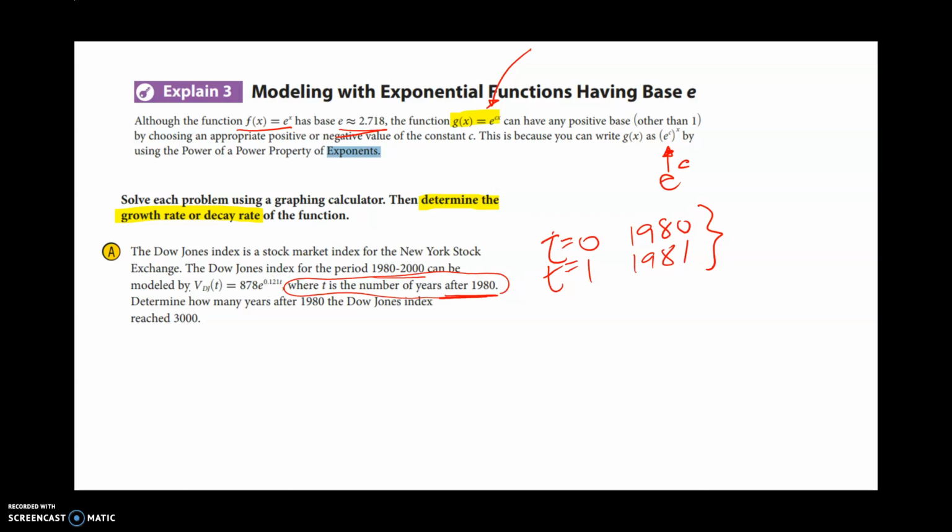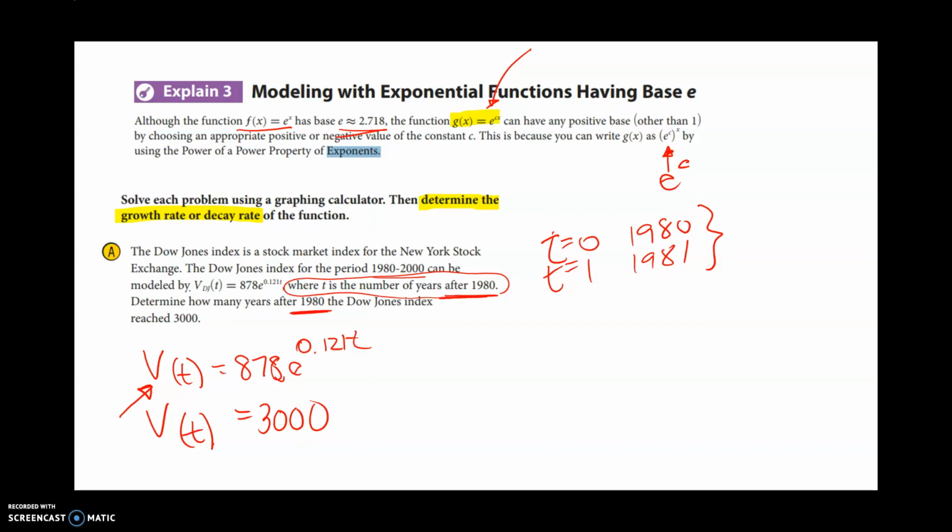Okay? It says, first of all, we have this function. I'm just going to do V(t) equals 878e^(0.121t). All right, we can graph that. Then it says, determine how many years after 1980 the Dow Jones index, that's y, is equal to 3,000.